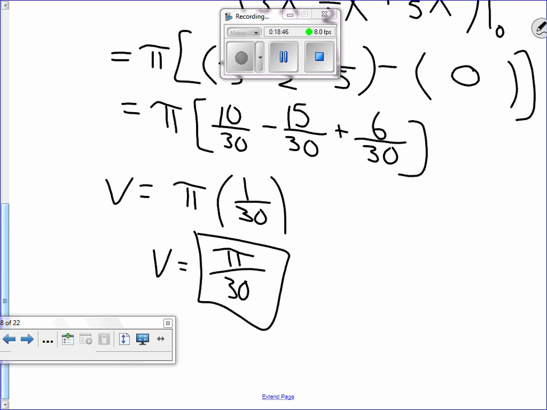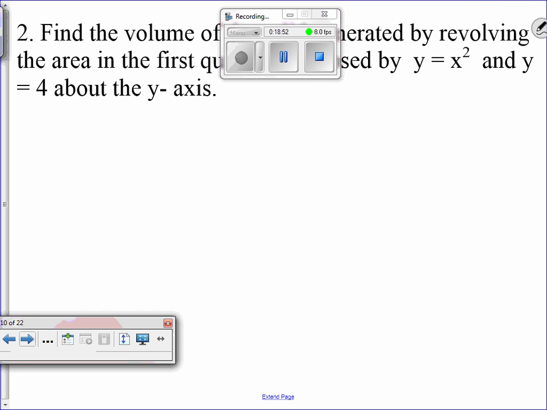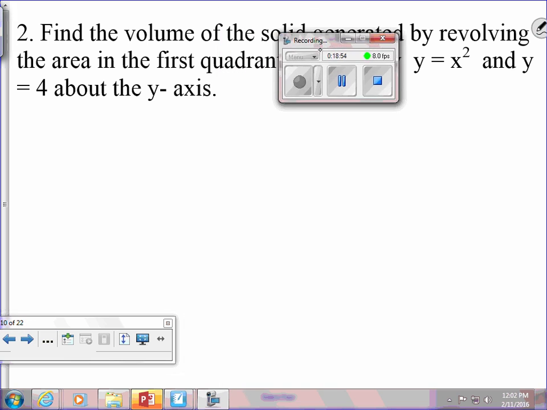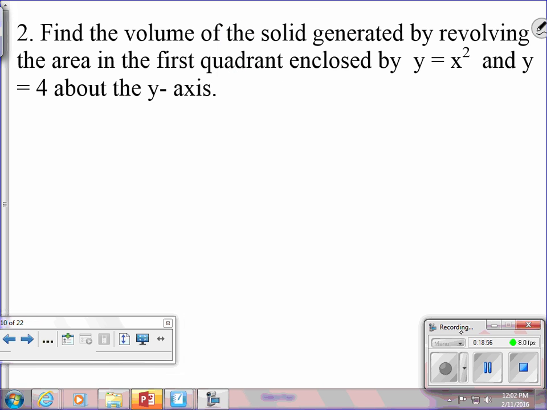Yeah. So the first step is always figure out what region is enclosed. There's no good place to put this one. We want to find the volume of the solid generated by revolving the area in the first quadrant that's enclosed by y equals x squared and y equals 4. I'm going to revolve that region in the first quadrant about the y-axis.